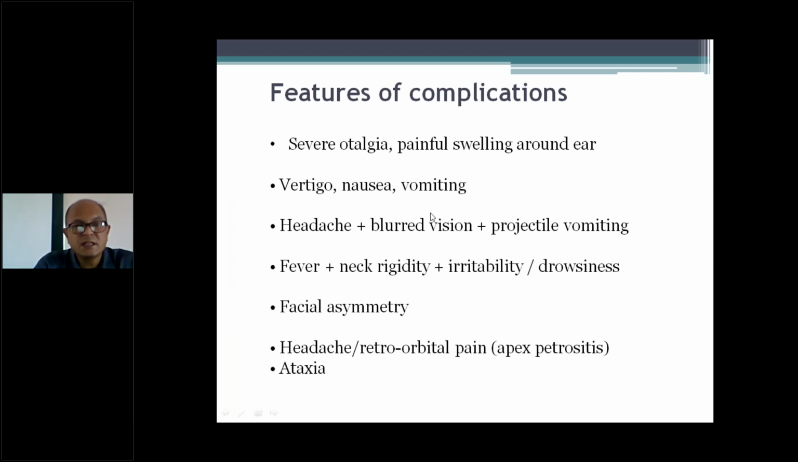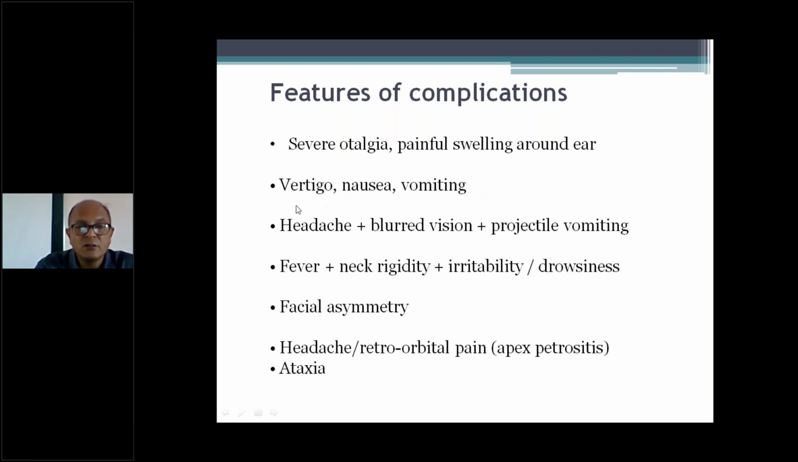So complications. Remember: severe otalgia, painful swelling around the ear, vertigo, nausea, vomiting. As you know, cholesteatoma has the property of bone erosion, so you should always keep an open mind that this patient might have some complications. It is pertinent on your part to ask leading questions like, are you getting vertigo, are you getting nausea, are you getting vomiting?